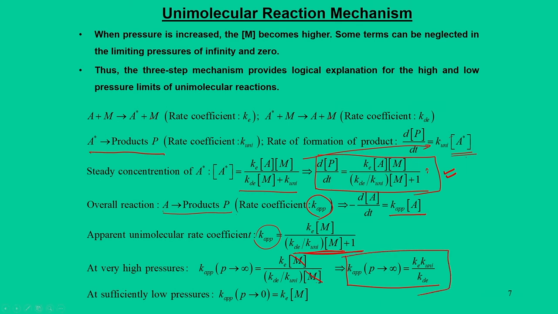Now, when the reactions are occurring at very low pressure, when pressure is close to 0, only the first reaction is dominant. So, at low pressures you need not worry about the rate coefficient k d and the k unimolecular rate coefficient. And this approximation tells us the link between the global rate coefficient, in this case k apparent, and the rate coefficients in their individual unimolecular steps or reactions.